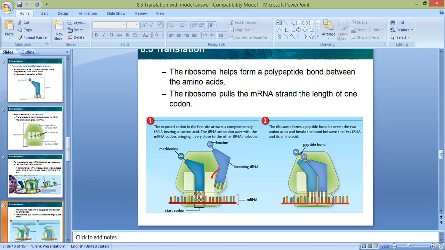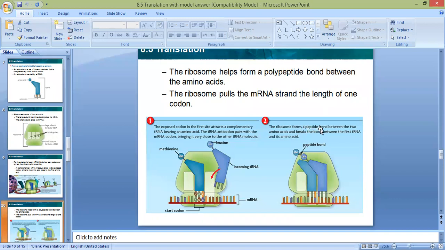Okay, do you understand the idea? Okay, so the exposed codon in the first site attracts a complementary tRNA. See, this codon will attract the tRNA, which of course knows which amino acid codes for this anticodon. The tRNA anticodon pairs with the mRNA codon, bringing it very close to the other tRNA molecule.